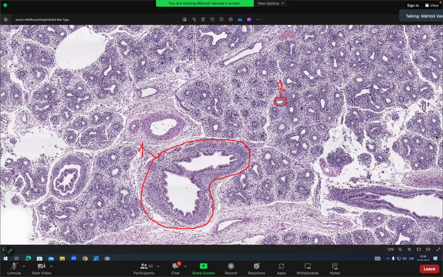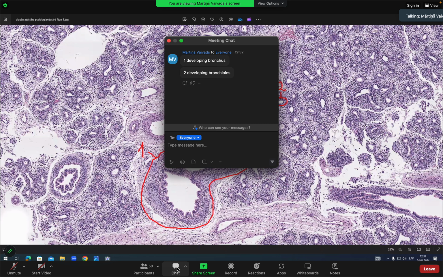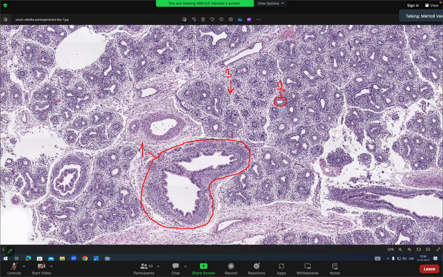So pseudoglandular stage typically has the specific look. So bronchi and bronchioles are here, no alveoles, and a lot of mesenchyme. So this light tissue, number three, between the bronchi and between the developing bronchioles, mesenchyme. A lot of mesenchyme between the bronchi and developing bronchioles.